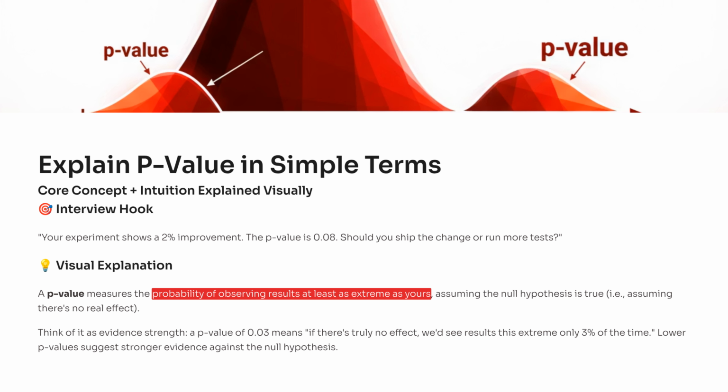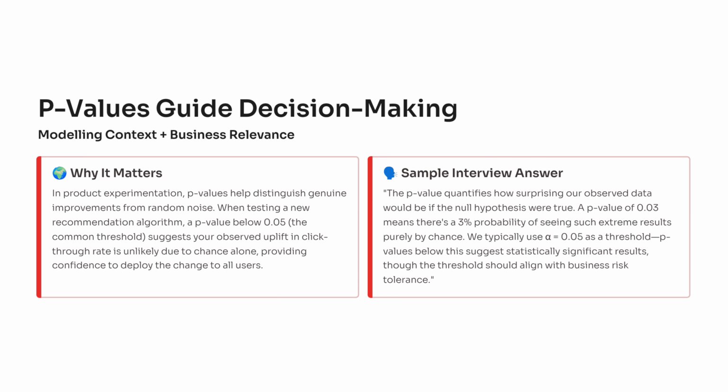So, when your p-value is small, like 0.03, it means there's only a 3% chance you'd see results this extreme by luck alone. That's a strong signal that your result might be real, not random. Think of it this way: the smaller the p-value, the less likely you're being fooled by randomness. In data science, p-values are everywhere, from A/B testing to model validation to product experiments. They help you decide if what you're seeing is genuine or just noise.